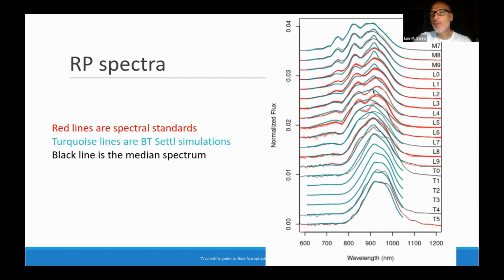And this discrepancy gets more and more significant. This is an L3 or L4. You see that there is a big difference. There's a dip here. These are absorption features that are present in the Gaia RP spectra, and of which there is no trace in the blue BT-Settl models. And then by the spectral type L7, L8, we recover the consistency between models and observations. So this means that BT-Settl models, unfortunately, are not a good tool to predict astrophysical parameters from RP spectra.